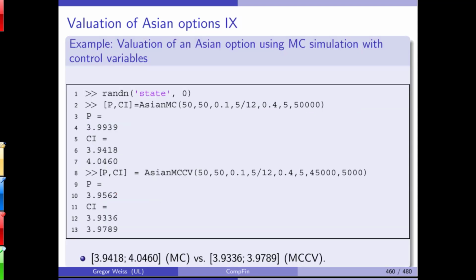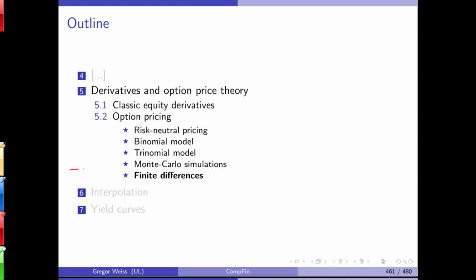And if we now compare regular Monte Carlo simulation with Monte Carlo simulation using a control variable, you see the price is okay, but most importantly, the confidence interval becomes smaller because we have a positive correlation between our control variable and the random variable we want to estimate. Okay, that's Monte Carlo simulation.